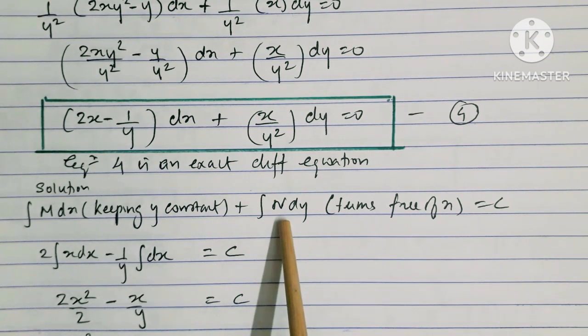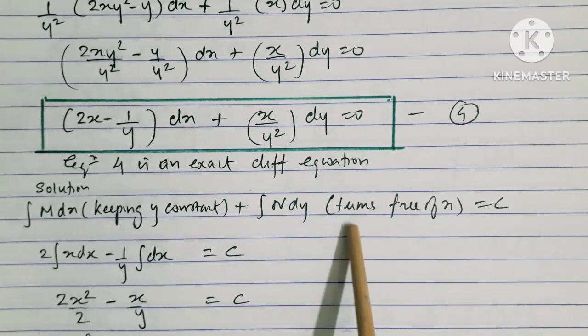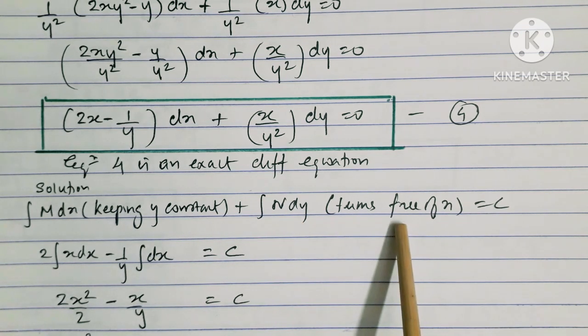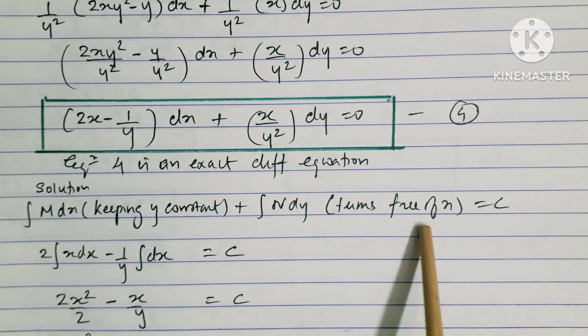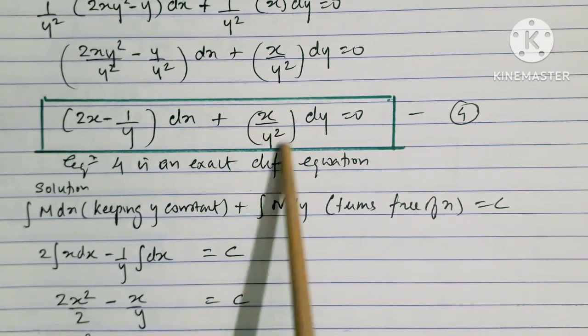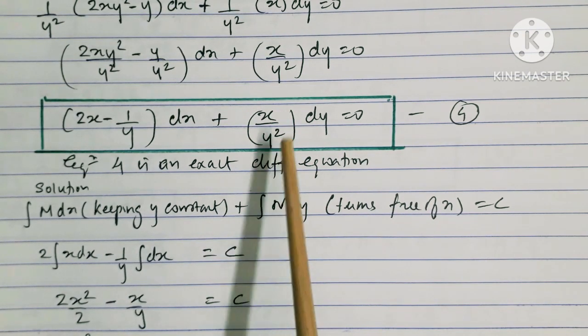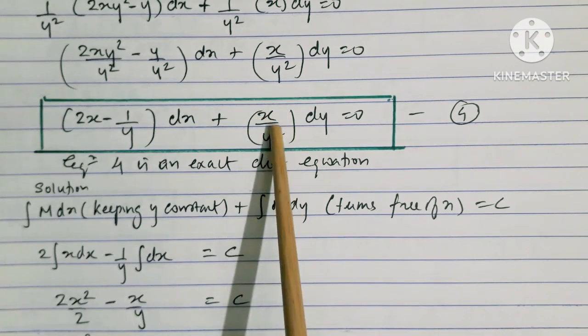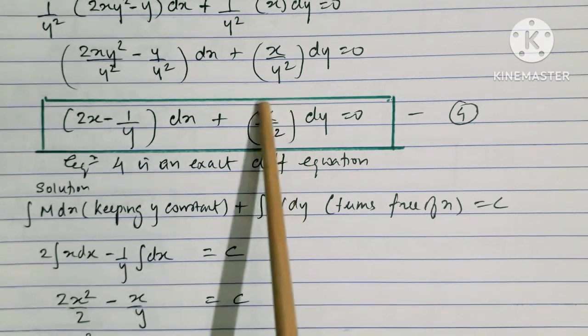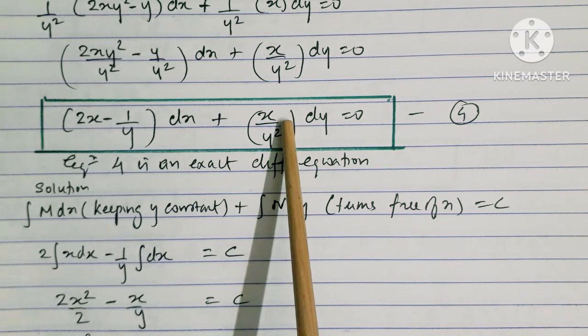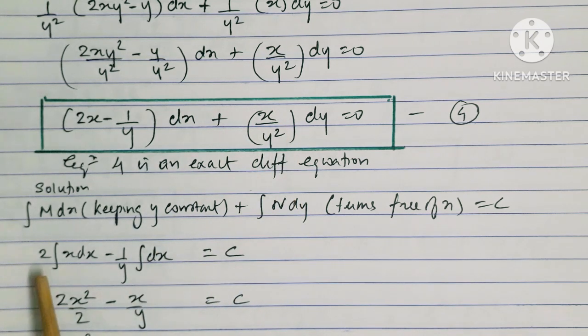Now, here we will have to integrate n with respect to y and integrate only those terms from n which are free of x. Now, here n is equal to x upon y square and we can see that there is an x in the numerator. So, we will have to neglect this term. So, this would be 2 integral x dx minus 1 upon y integral dx is equal to some constant c.